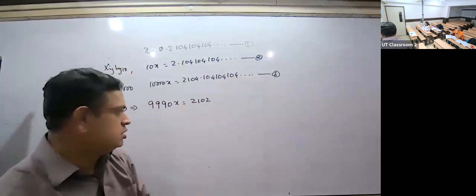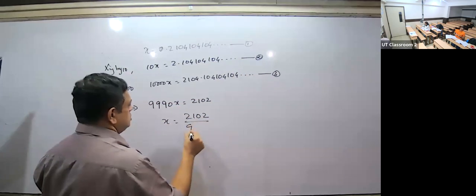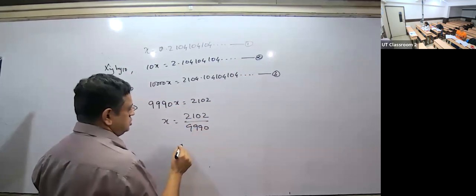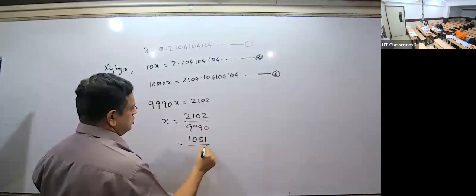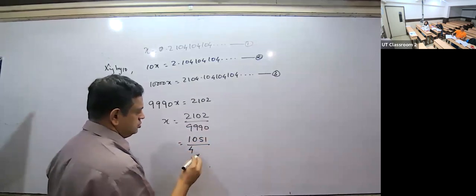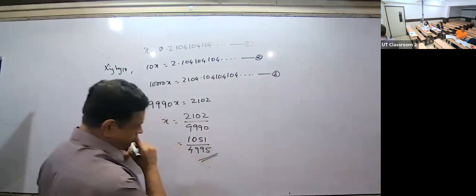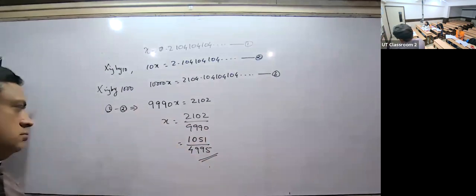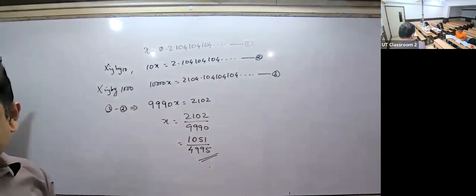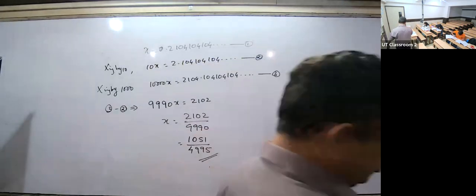Which would give x is equal to 2102 upon 9990. You cancel, and it reduces to 1051 divided by 4995. Yes. Check, be careful a little.